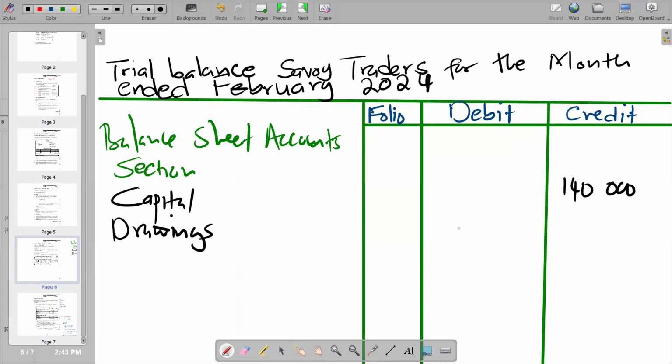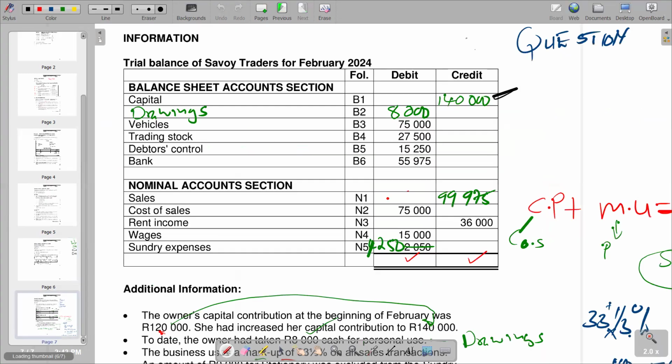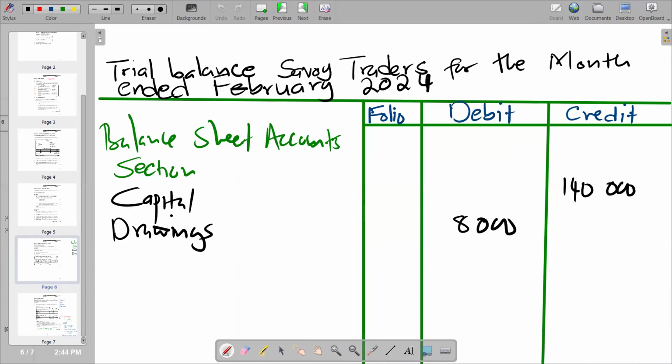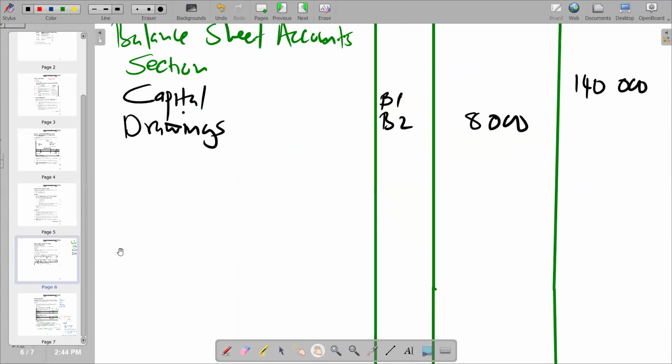On the debit side, we've got 8,000. So obviously, we also have a column for folio whereby capital, if you go back there, you'll see that our capital is B1 and then our drawings is B2. So we can just come here and indicate that we've got B1 for capital and then B2 for drawings. And then we go to the next that we are having.